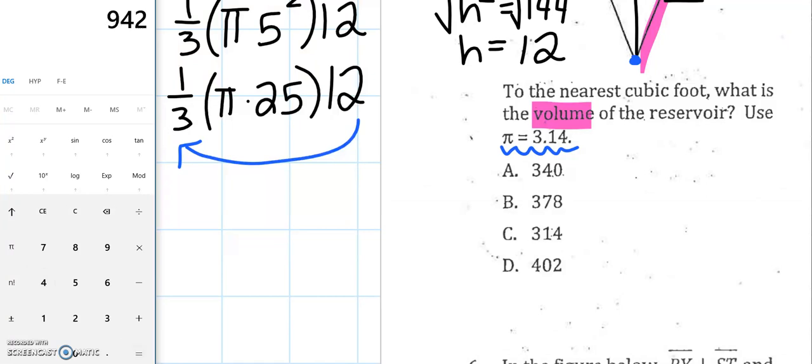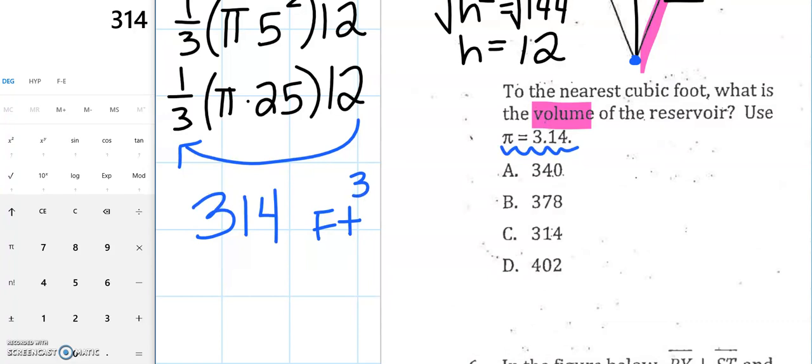3.14. I get this number 942, and then I need 1/3 of that, so I divide by 3. So I get 314 as my volume. 314 feet cubed. Anything to the 3rd power, that's volume. Okay, so here I have choice C.